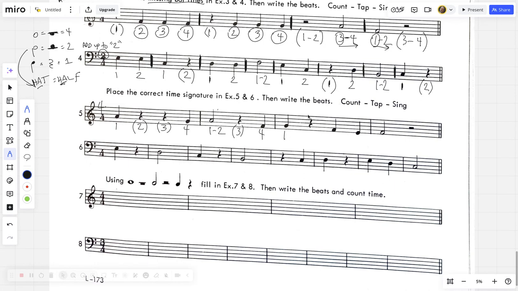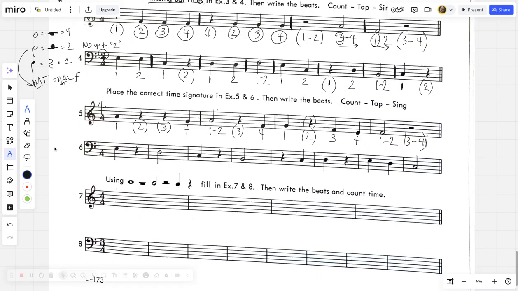Quarter note on beat 1, quarter rest on beat 2, right here. Quarter note on beat 3, quarter note on beat 4, half note starting on beat 1 in the last measure, and this is a half rest for 2 beats in that last measure, put in parentheses, right? So there it is.